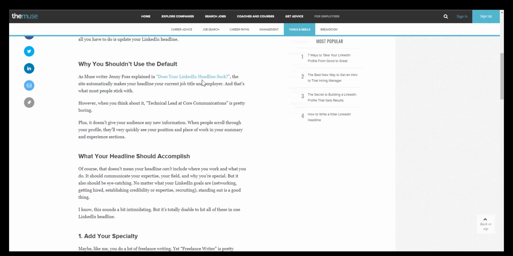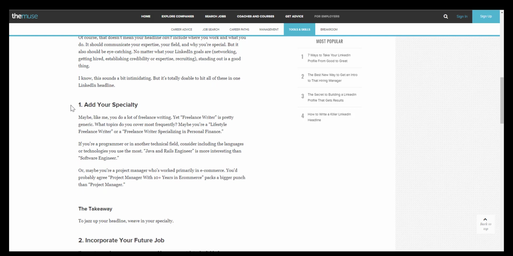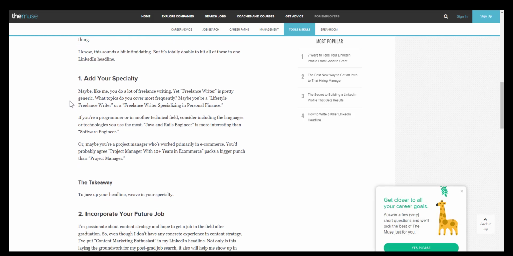And now, according to an article in The Muse, there's some advice here about what your headline should accomplish. So there's 4 steps here that I thought were pretty good. You want to add your specialty. So if you're a programmer or in another technical field, consider using some of the specifics, like the languages that you know, or maybe you just want to add an area with the amount of experience you have.